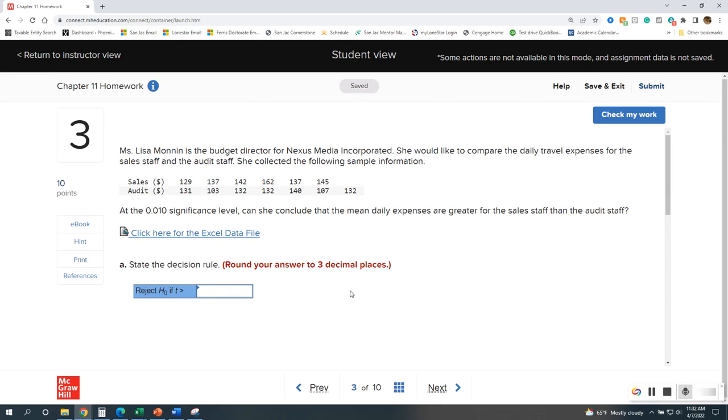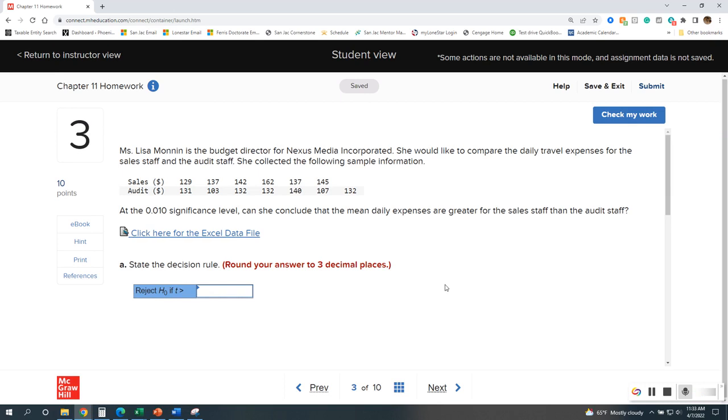All right, so Miss Lisa Monin is the budget director for Nexus Media Incorp. She would like to compare the daily travel expenses for the sales staff and the auditing staff. She collected the following sample information. At the 0.010 significance level, can she conclude that the mean daily expenses are greater for the sales staff than the auditing staff?